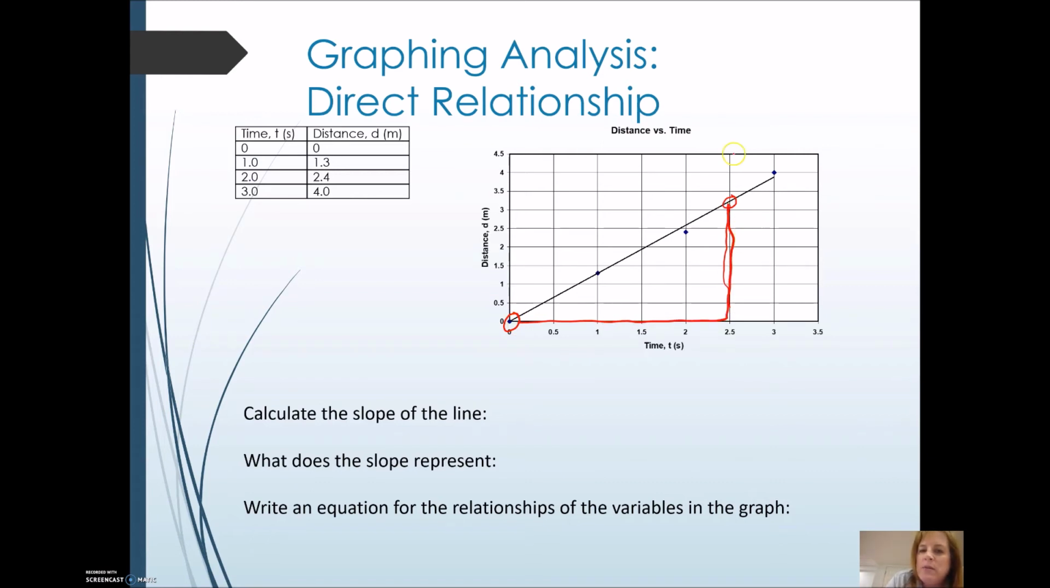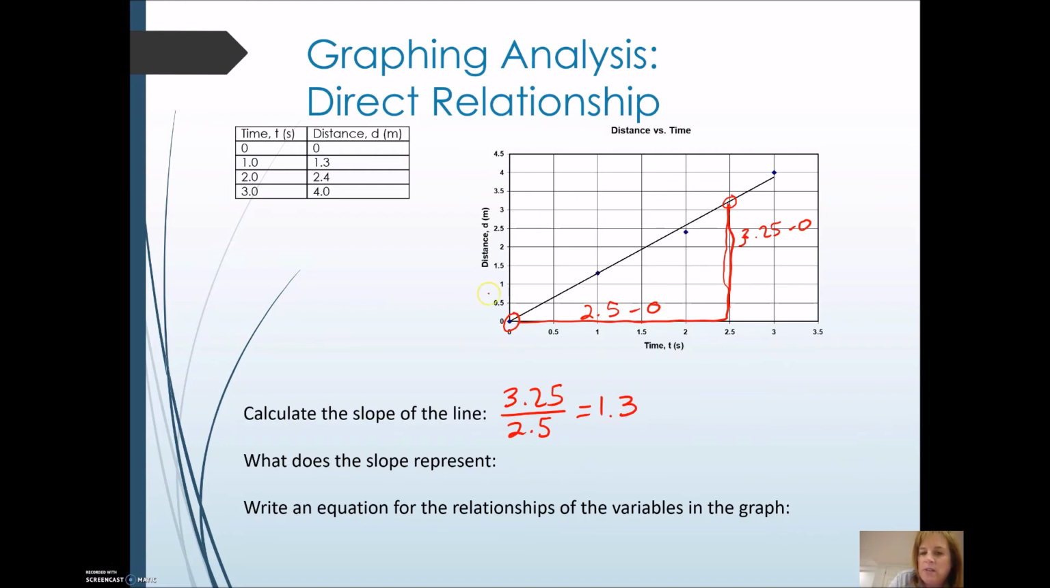My rise, this is the change in y, so this would be 3.25 minus the bottom value, oops, that's supposed to be a 3, 0, and here my run, it goes 2.5 minus 0. So when I calculate my slope, that would be 3.25 divided by 2.5, and again, if that hadn't been 0, it would have been by some number, and I get 1.3. Now, anytime you do a slope, make sure you include units.